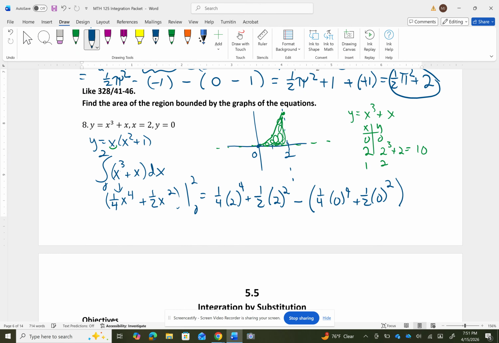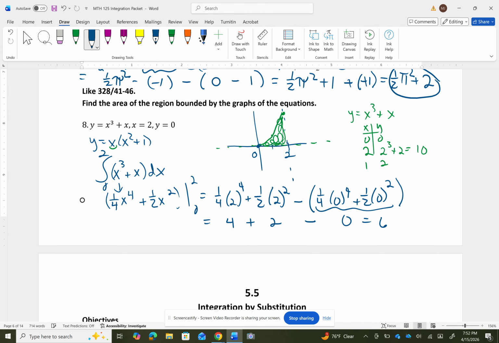Okay. Well, that is going to be 0 in this instance. So then it's just 16, because you got to do 2 to the fourth first. So that's 16 divided by 4, that's 4. And then 4 divided by 2, that's 2. I wind up on that one getting 6.